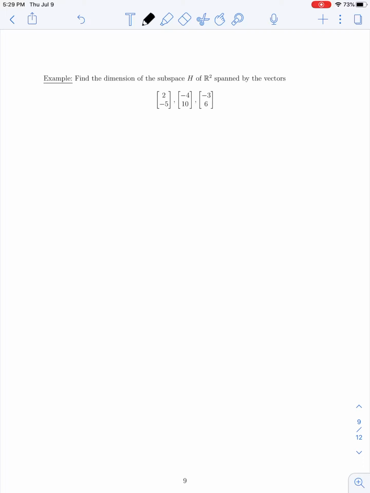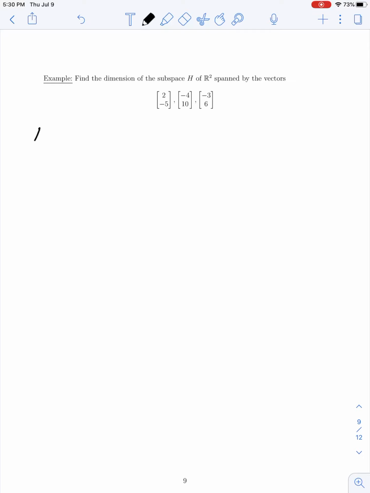So the question is, how many vectors can we exclude so that we would still have a spanning set for this set of vectors? So we know we can discard at least 1. However, in order to span R2, which has dimension 2, we need at least 2 vectors. So intuitively, we could say, well, the dimension should be 2 here. So let's see if we can justify this.